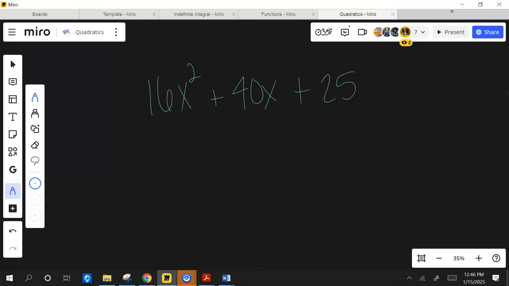Don't blurt it out. Just look at it. Are the ends perfect squares? Is the second sign a plus, and does it square dance? Does it meet all three of those requirements?